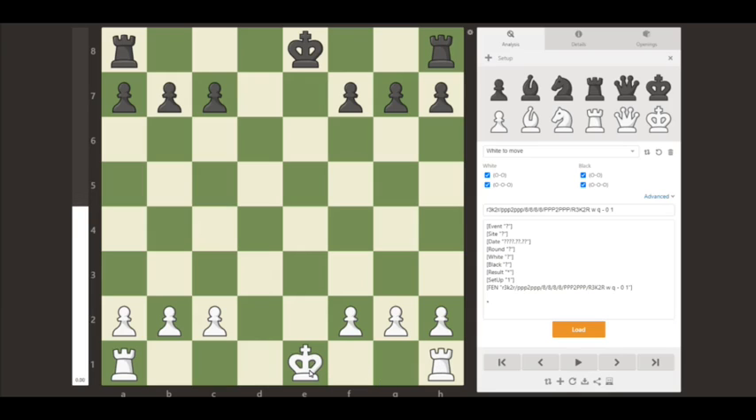To queenside castle, we also move the king 2 squares toward the rook, this time to the left because we are queenside castling, and we also move the rook to the side of the king, but this time we move it 3 squares to the right because we are queenside castling.